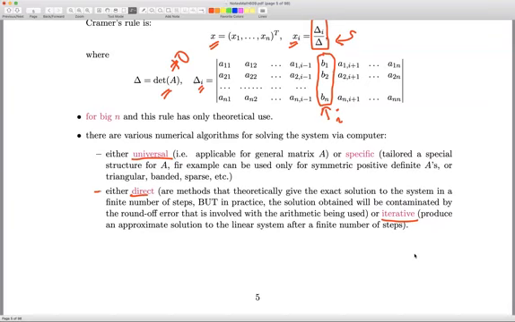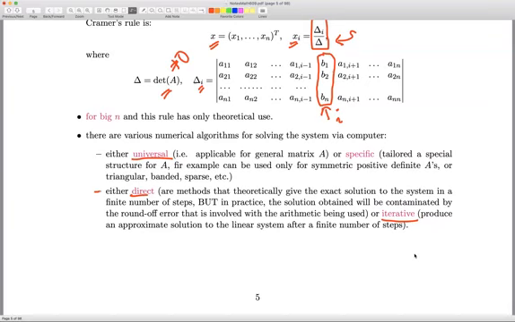And the more steps of this method you do, hopefully, if the method is convergent, the closer and closer you get to the exact solution of your system. So those are called iterative methods, and we will discuss both of those kinds of methods in our class.